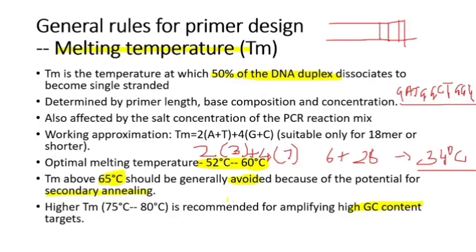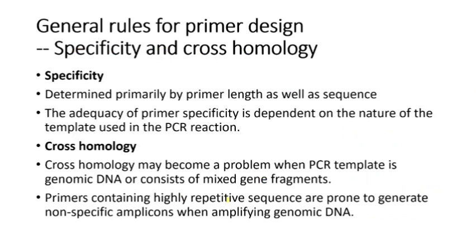So this is about the melting temperature: how to calculate it, and which melting temperature is optimal. Mostly the optimum temperature is 52 to 60 degrees. So next, the rule of primer designing: specificity and cross homology. This is the next primer designing rule.